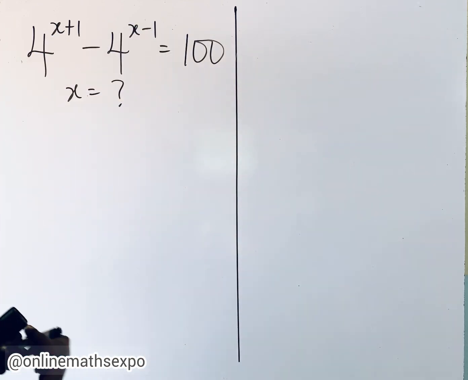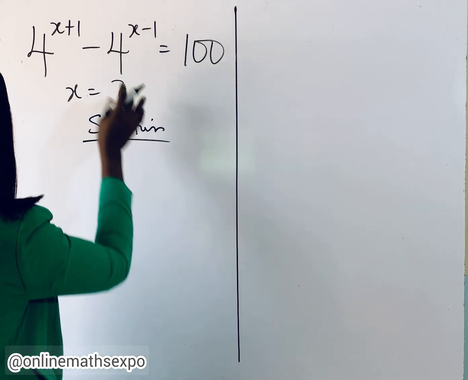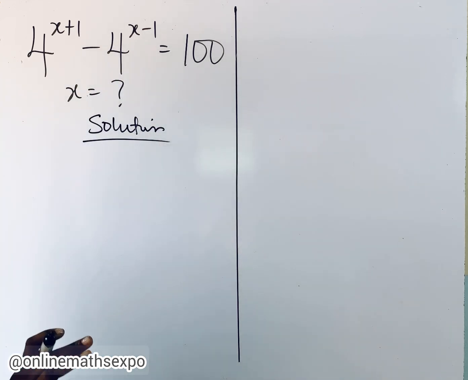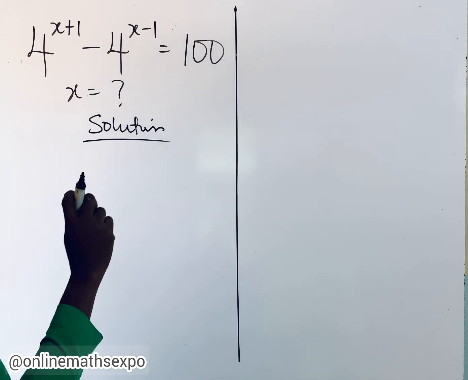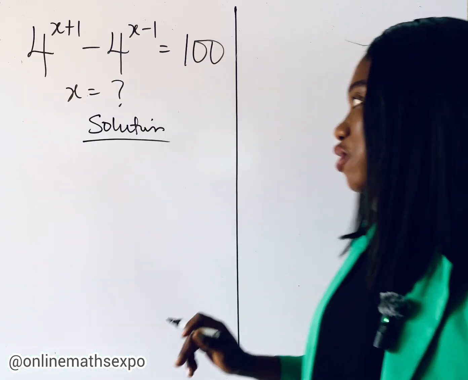So to do this, we begin with the solution. So what do we do? This is what we are given, and we need to get the value of x. So what you need to do is to apply some of the rules of exponents. Let me remind you of some of them.